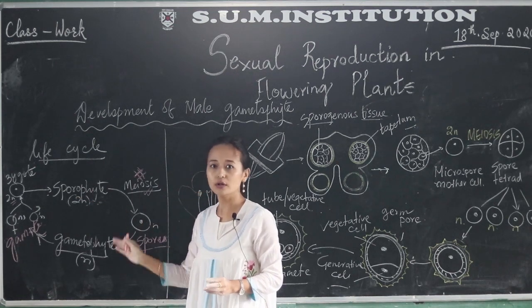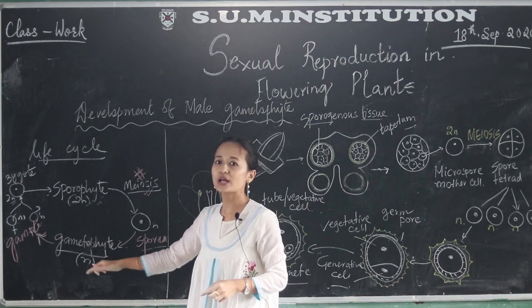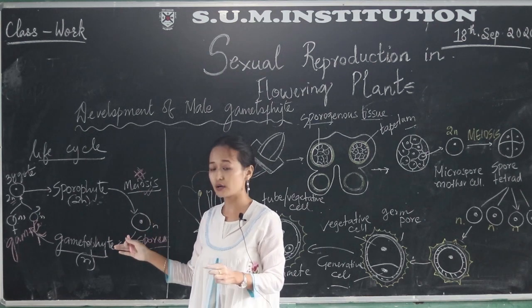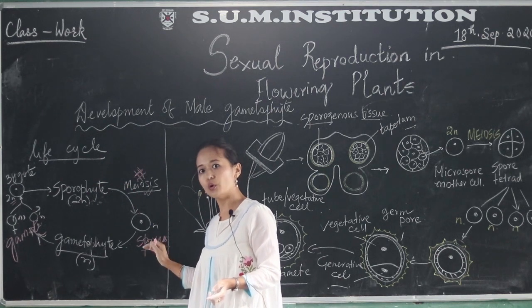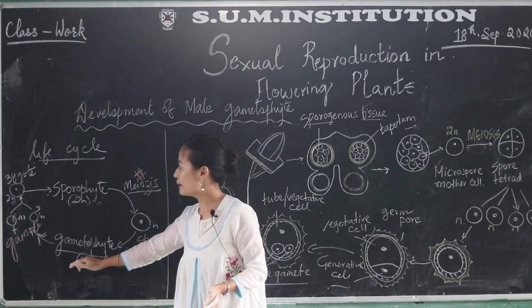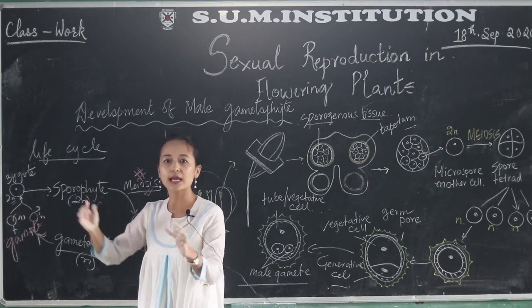So this is the general life cycle of the angiosperm. This is also known as the alternation of generations, which you've studied in your junior classes. The sporophyte gives rise to the spores, which germinate to form the gametophyte, which gives rise to the gametes, which fuse to form the sporophyte.